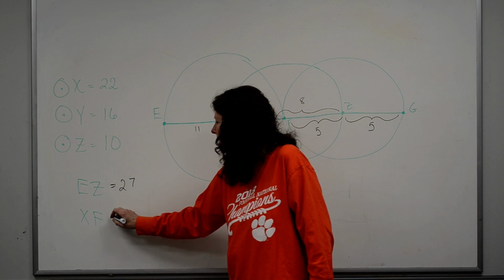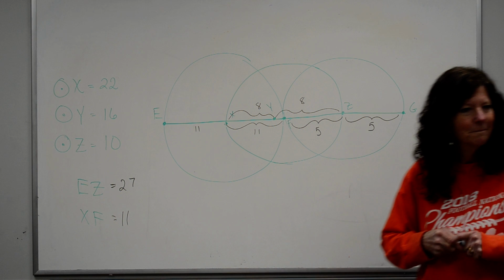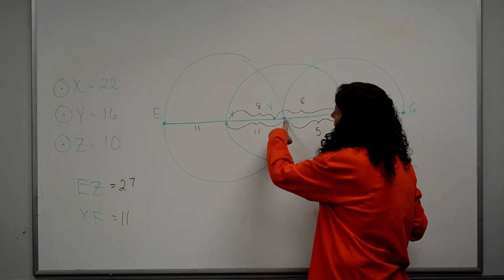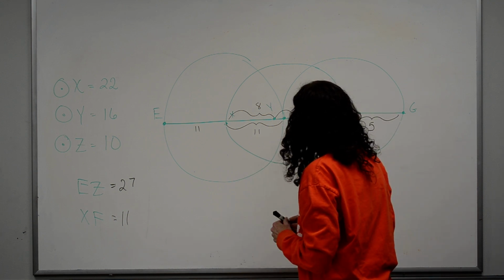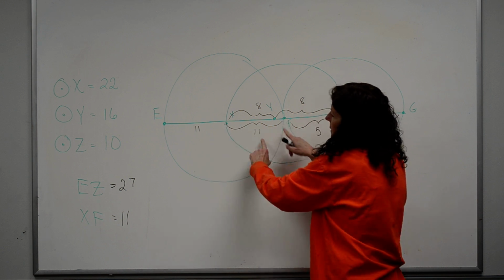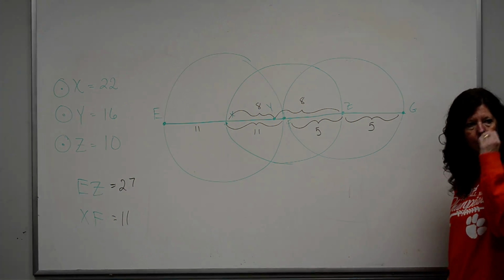And then this one is like a trick question. I'm confused. Because the F is from the center of that, no, wait a minute. Yeah, X to F is gonna be the radius of that big circle, which is gonna be 11. That's what I got.